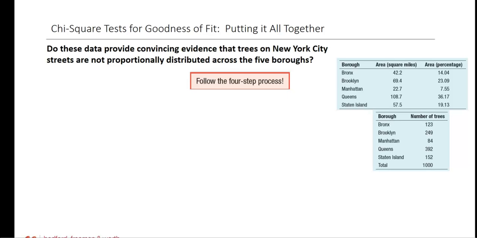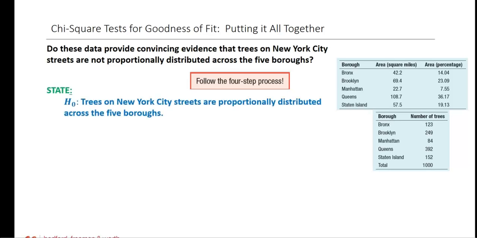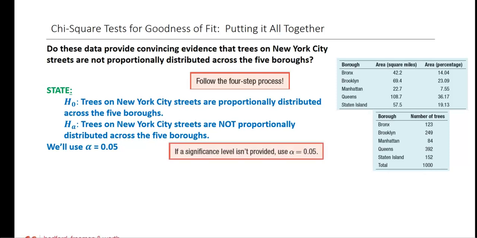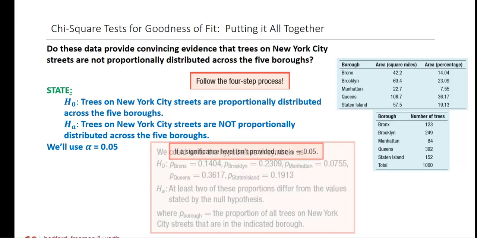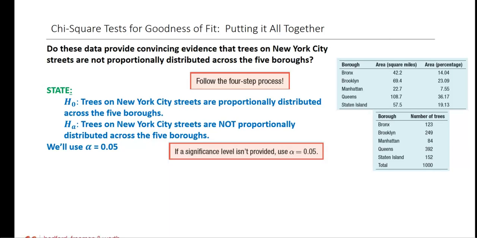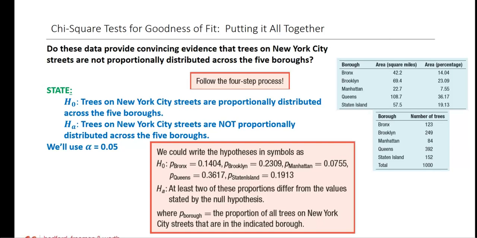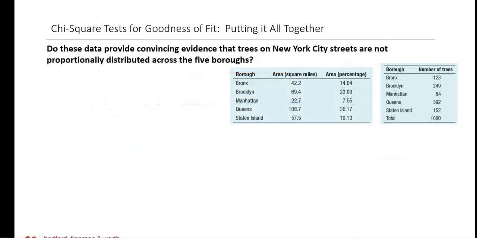Null is there's no difference. There's nothing going on here, right? The percentages are all what we expect them to be based off the area percentages, proportionally distributed. The alternate is that trees in New York City are not proportionally distributed. So the alternate is always just not the null hypothesis in this type of test. They didn't give us a significance level, so we're going to say 5%. You can also write it with numbers, but very few students will do that.